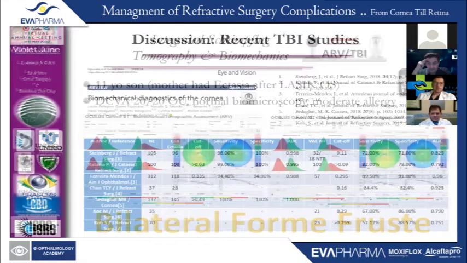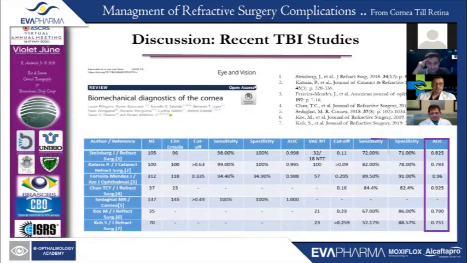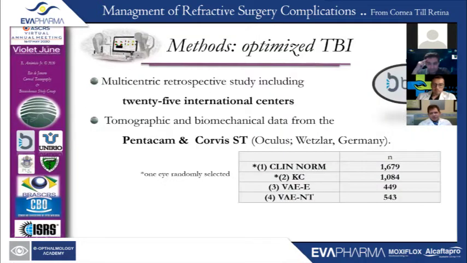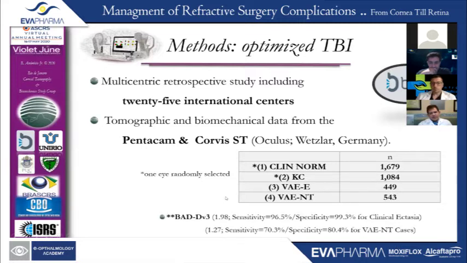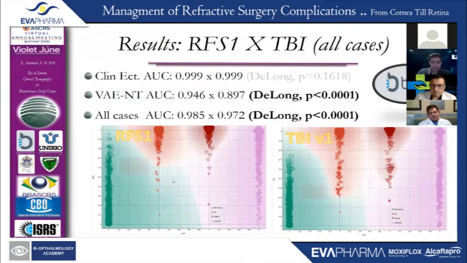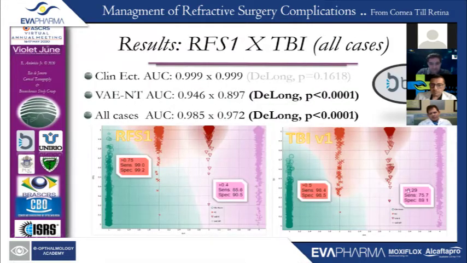We are aware in the literature that we have cases reported with the lower sensitivity of the TBI, and it gives us the opportunity to improve artificial intelligence. That's great work done by my group in Brain. The 25 international centers, I highly thank them for the collaboration to get a very impressive 543 normal topography cases, and we could optimize the function so that we improved the sensitivity from 75% to 85%.